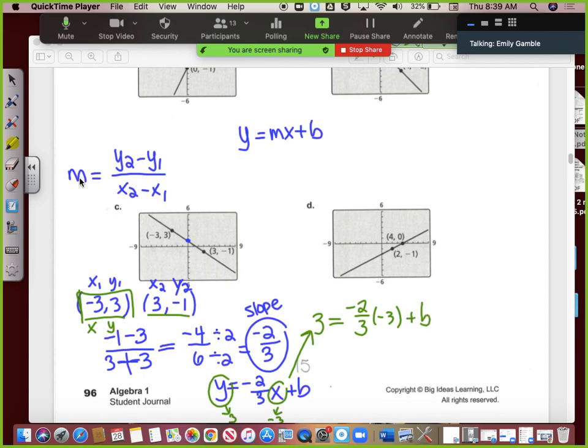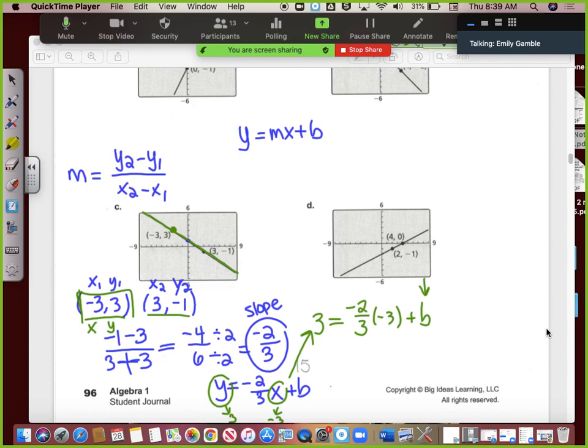What I did here was I replaced in the ordered pair negative 3, 3 in for x and y in the formula. I did that because negative 3, 3, this point up here, is a solution to this line. So if I replace the point in for x and y into the places that they should go, and I'm left with this variable, I could now solve for the variable b to figure out where it crosses the y-axis. So what I would do here is multiply negative 2/3 times negative 3.